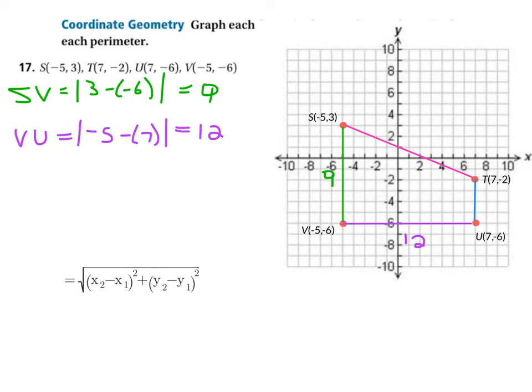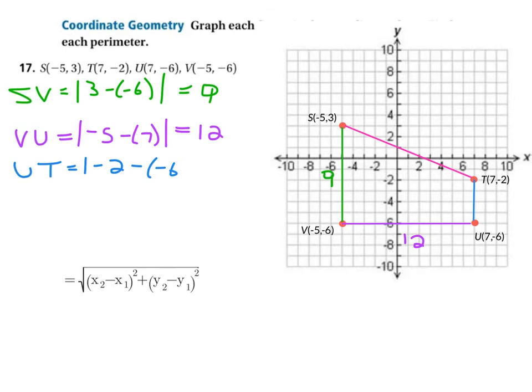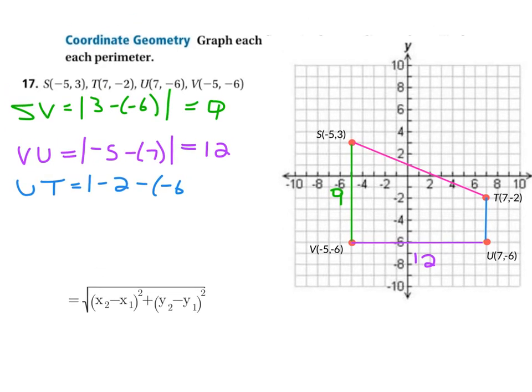And from U to T, in blue, we're going to take the absolute value of, the only thing that's changing is their y coordinates, so you've got negative 2 minus negative 6, which is negative 2 plus 6, which is 4. That's got a length of 4. Hopefully you understand that lengths are always positive. And so now we've got 3 of the 4 lengths straight away, and what we need to find is S to T.